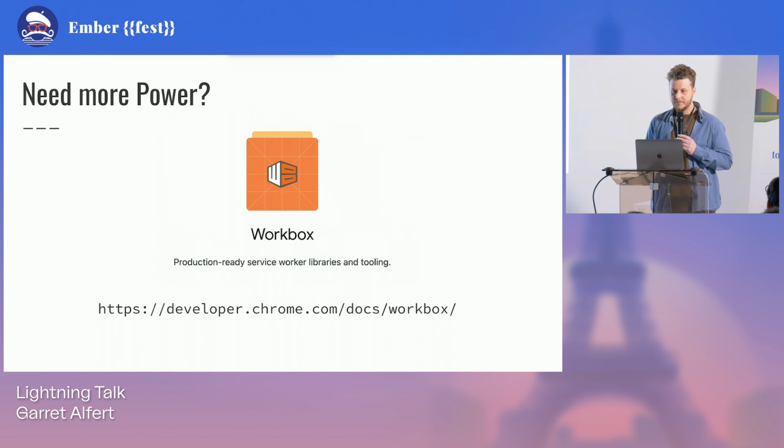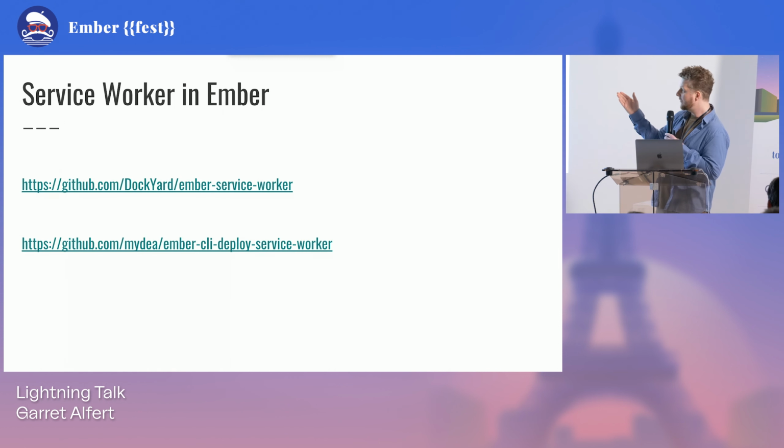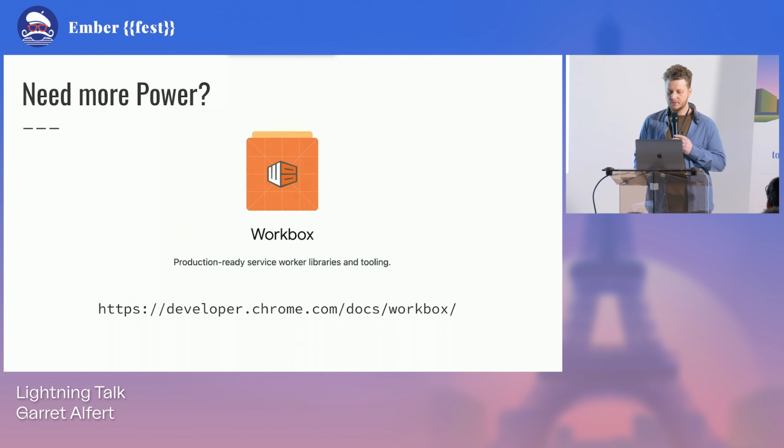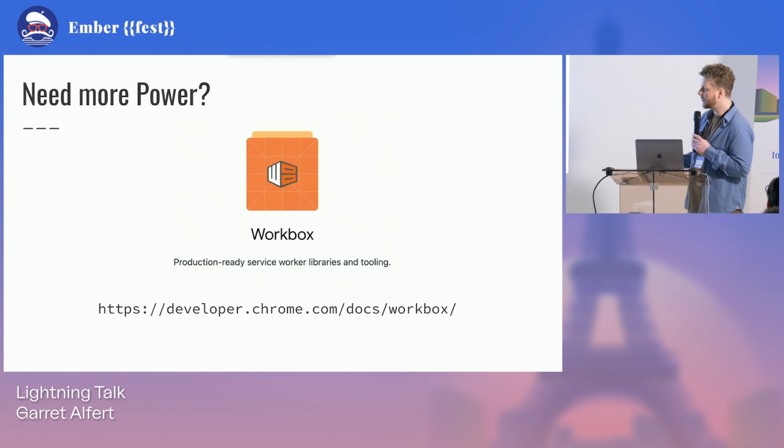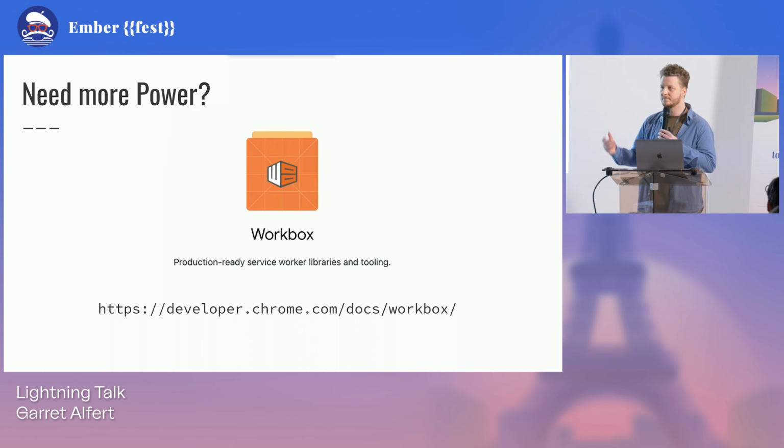So these are really basic solutions. If you need more power and maybe even want to cache your actual API calls and stuff like that, you might want to look into Workbox, which is a bigger project from Chrome developers, and this gives you a lot of power, and you can do a lot of stuff with it. It's quite complex, but helps you with a lot of the caching stuff and custom solutions.